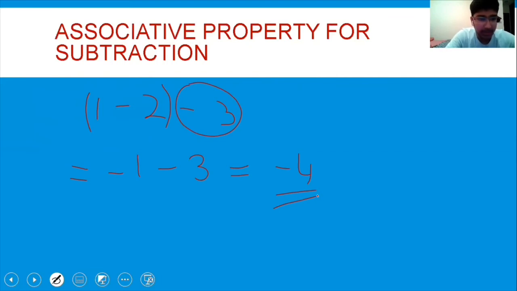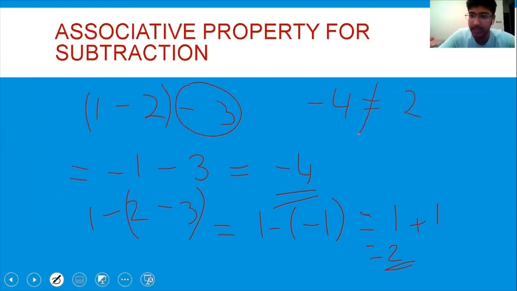But if we do the second method, 1 minus 2 minus 3, where we group B and C together, then we'll get 1 minus minus 1. That's equal to, if we open the brackets, then we'll end up with 1 plus 1. That's equal to 2. So minus 4 and 2 are not equal. So that's why it does not hold good for subtraction. So the final value will not always be the same. There are some cases where the answer might be the same, but not all the cases. So that's why it does not hold good for subtraction.